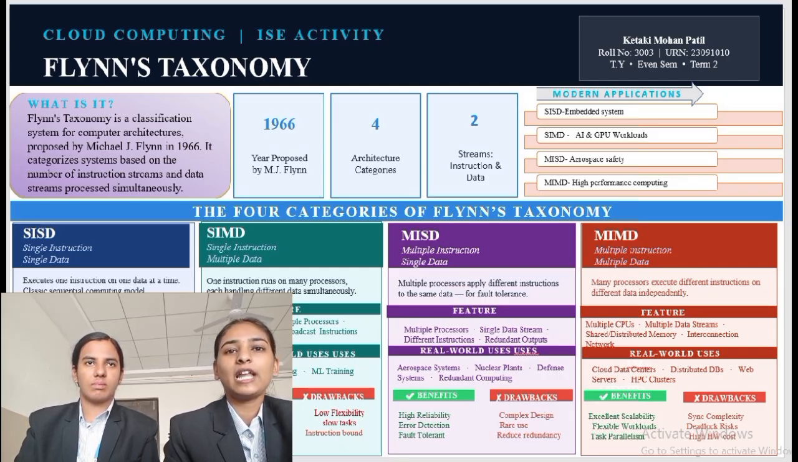Then it enables scalability, meaning Flynn's taxonomy is a highly scalable system. We can easily increase or decrease the number of processors as per our requirement, and we can also perform the operations scalably as per our need. And last is support for AI and big data. With the help of Flynn's taxonomy and its architecture, we can handle large data sets, process vast amounts of data, and check the accuracy of this data as well.